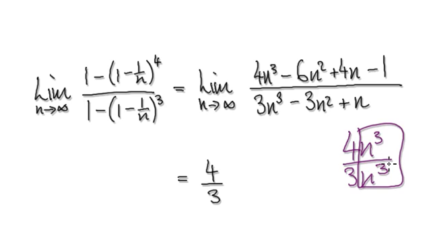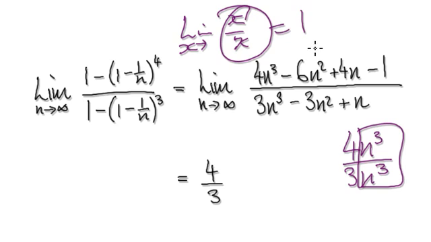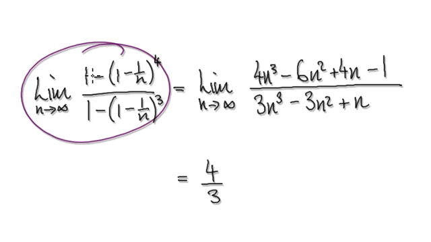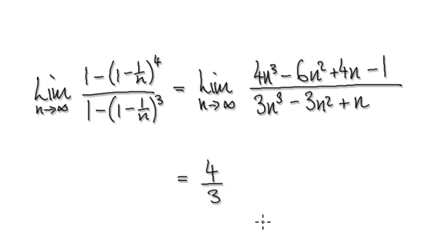So it really boils down to, as n tends to infinity, this and this, and then this is heading towards 1. Remember, the limit of x over x as x tends to infinity, well, this thing here is going to be 1. This thing here is going to be 1, and then the limit of this whole thing here will be 4 over 3.